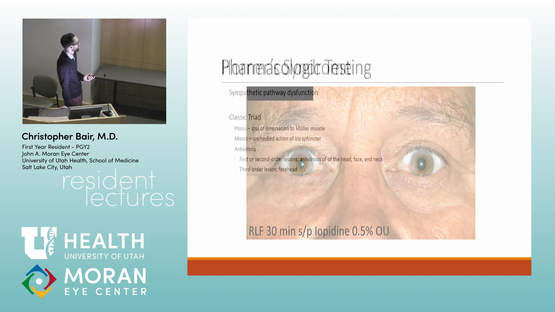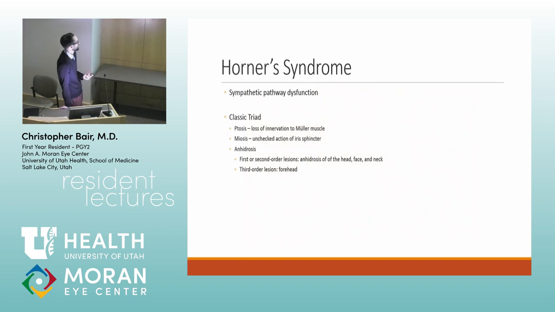So Horner syndrome is something that we see fairly frequently, and it's an important thing to remember and talk about. Horner syndrome is a dysfunction of the sympathetic pathway to the eye. The classic triad we all learn in medical school is ptosis, meiosis, and anhidrosis. The ptosis is a result of loss of innervation to Müller's muscle. The meiosis is a result of unchecked action of the iris sphincter due to that loss of sympathetic innervation to the dilator.